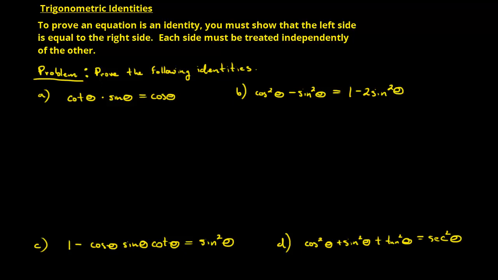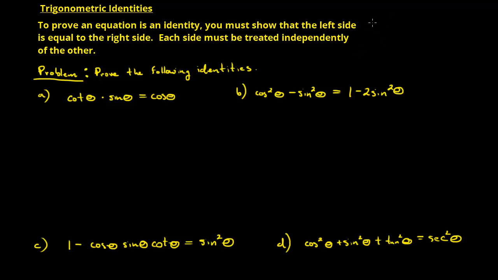Hi, in this video you'll learn how to prove trigonometric identities. First off, in order to prove a trigonometric identity, we have to show that the left side of an equation is equal to the right side. And in doing so, we have to treat both the left side and the right side independently of the other. To prove identities, we can use the basic trigonometric identities that we already know.